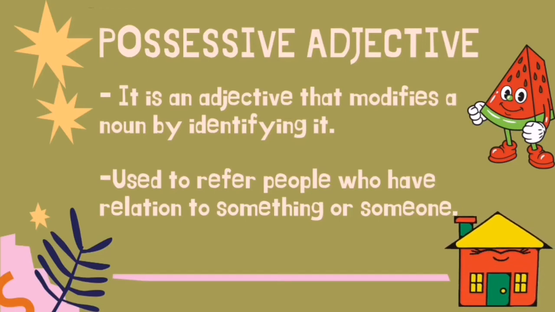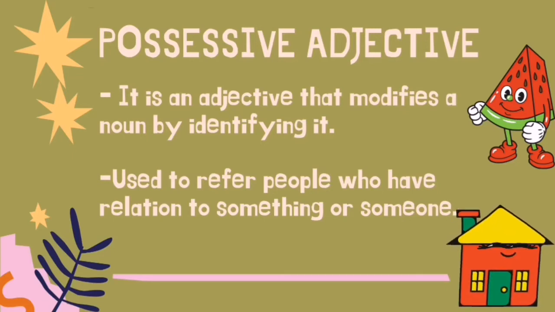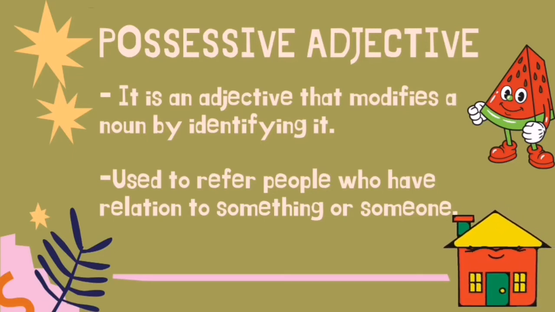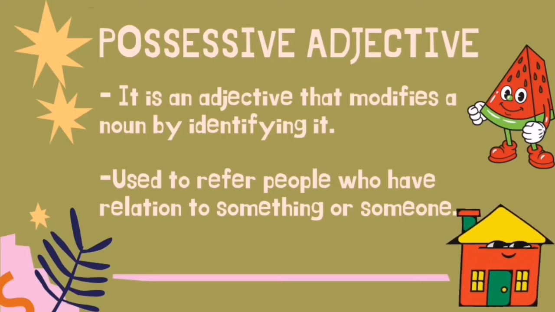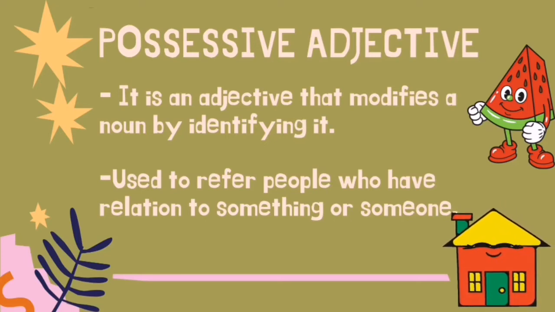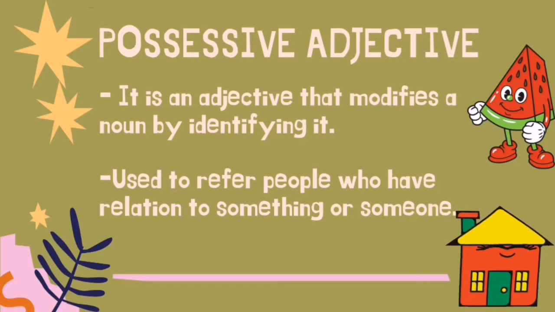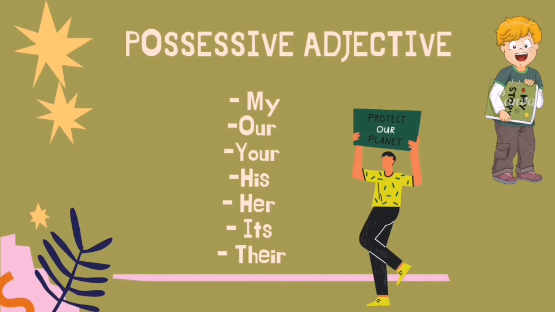In the same way, a possessive adjective is an adjective. It modifies a noun by identifying it. It identifies the noun and also modifies the noun. It is used to refer to people who have a relation to something or someone. We'll see the example, then you'll understand. My, our, your, his, her, its, their. These are all possessive adjectives.